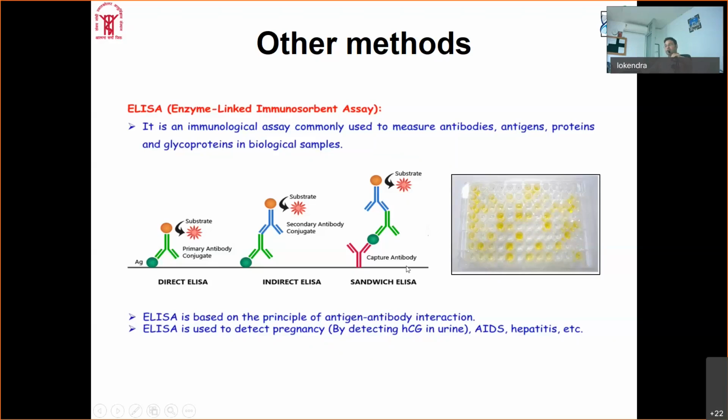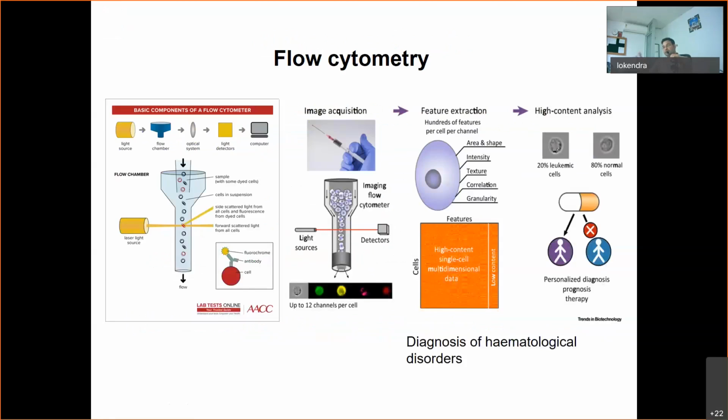ELISA is one of the methods, or it can also be classified in molecular methods, in which we specifically detect proteins. So previous methods are based on DNA and RNA, and this is one of the methods for protein identification. There is another method, flow cytometry, which is more commonly used in detecting hematological malignancies.